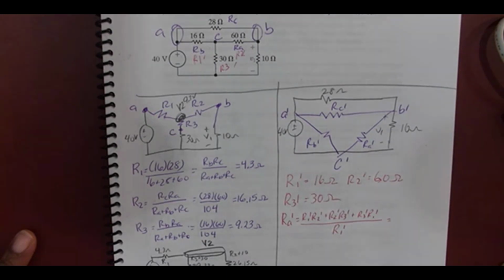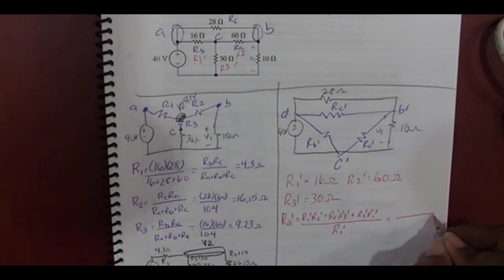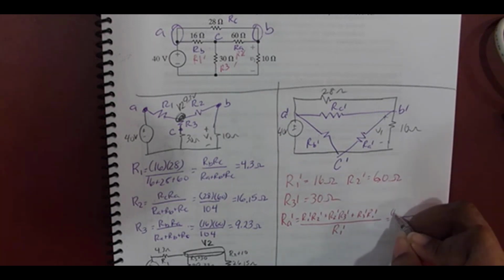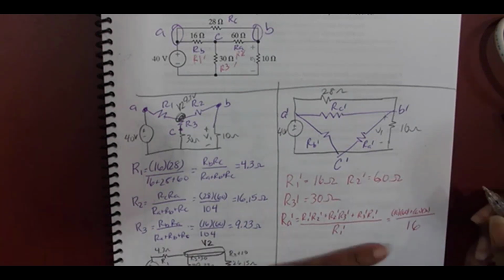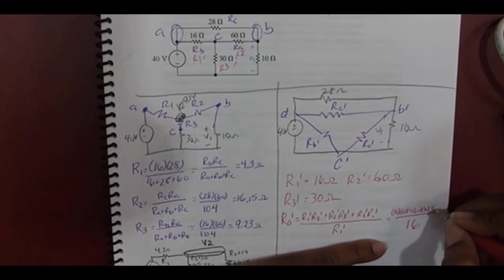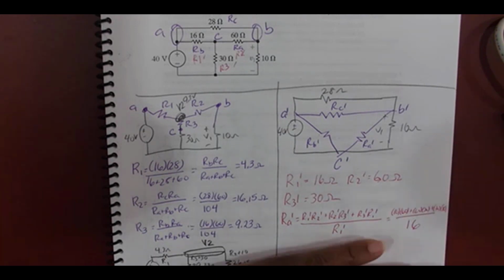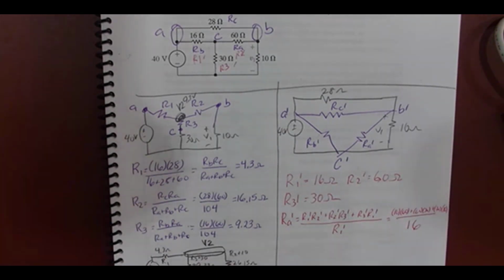So it's 16 times 60 plus 60 times 30 plus 30 times 16, divided by 16. I know that's tiny, sorry about that. What is RA prime? 202.5, okay.